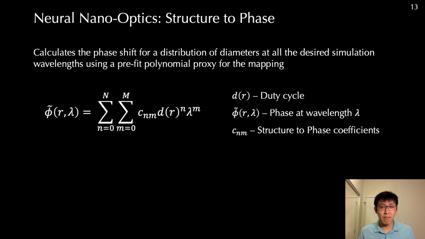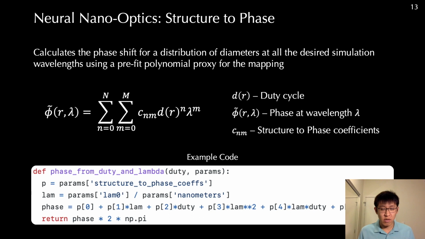Next, I will explain the mapping from duty cycle, or structure, back into phase. Now that we have a metasurface structure from the previous equation, we want to know what the phase response is at arbitrary wavelengths within the visible spectrum. The true phase response as a function of duty cycle is determined through rigorous coupled wave analysis, or RCWA. This equation here approximates that true response, and the coefficients c are set to maximize the accuracy of that fit. Again, this equation is implemented by some example code, which we show here, and all of this code can be found on our project website.